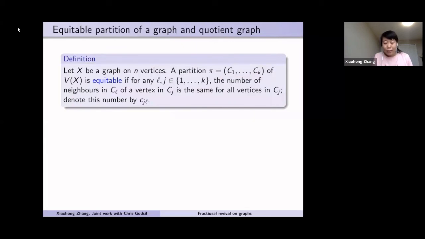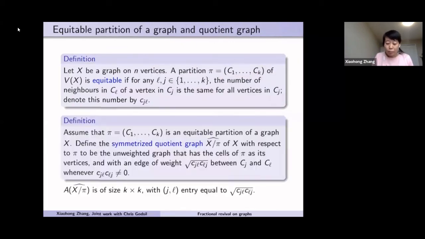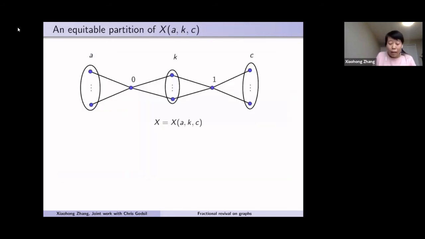One thing we can do is to consider the symmetrized quotient graph. Again, we use those cells as a vertex set, connect two cells with the weight of the two directions' product, then take the square root. So the graph is called a symmetrized quotient graph. So the adjacency matrix is symmetric. We can make use of spectral decomposition and all the stuff.